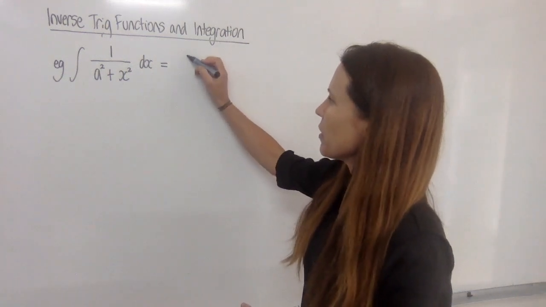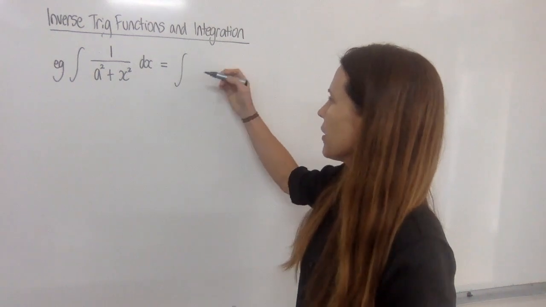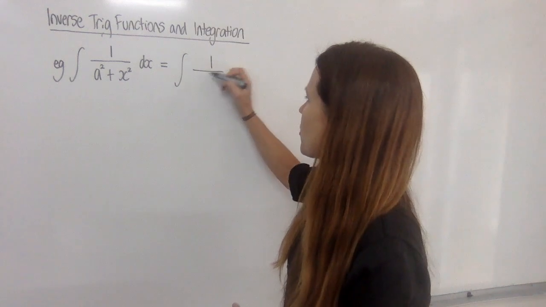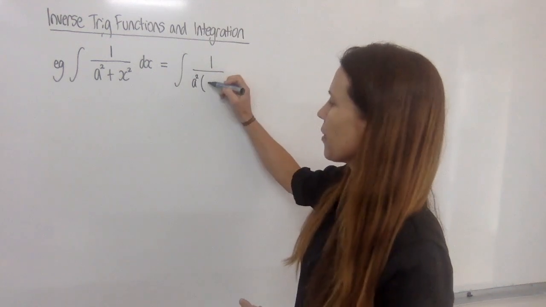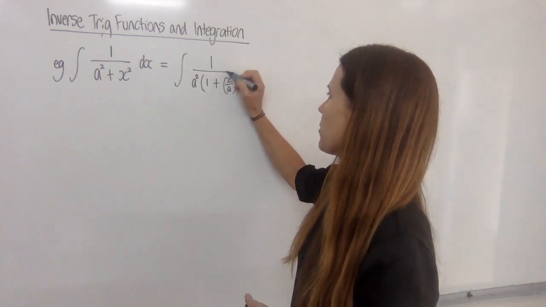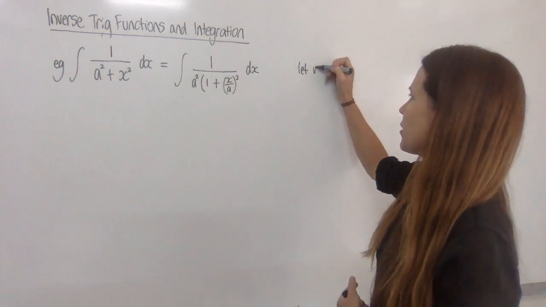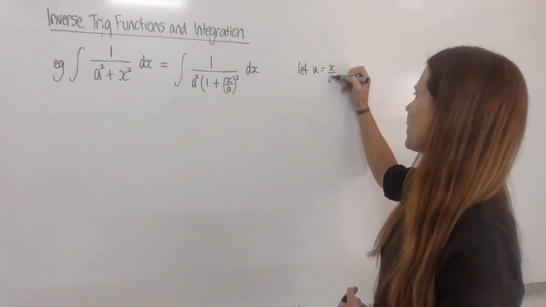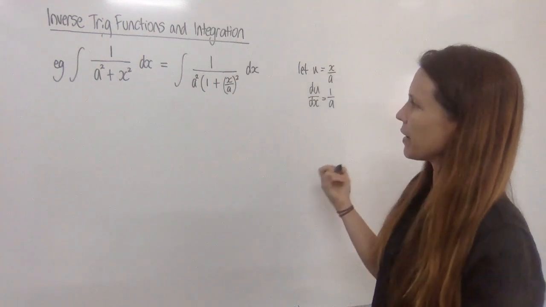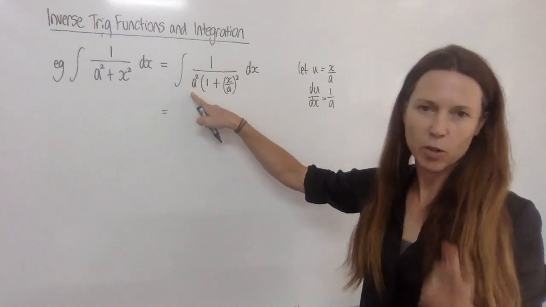So similarly here, I want to adjust this formula so that I get the a squared on its own, or sort of away from this. So if I change this so that I have a squared out the front of some brackets, I end up with a very similar looking thing on the bottom here. We just don't have the square root. And similarly, I can let u equal x over a, and then du dx is again equal to 1 over a.